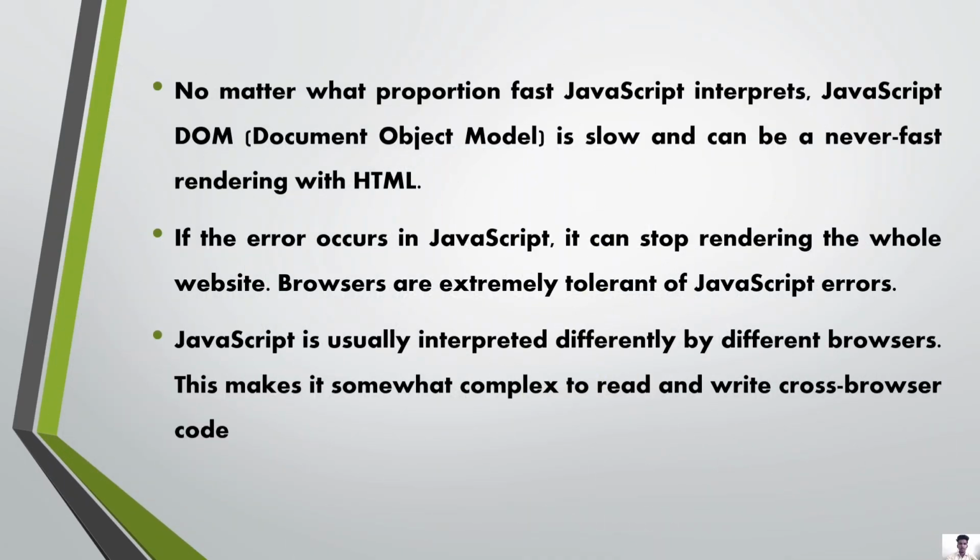No matter how fast JavaScript interprets, JavaScript's DOM is slow and can never be as fast at rendering as HTML. If an error occurs in JavaScript, it can stop rendering the whole website. Browsers are extremely tolerant of JavaScript errors. JavaScript is usually interpreted differently by different browsers. That makes it somewhat complex to write cross-browser code.